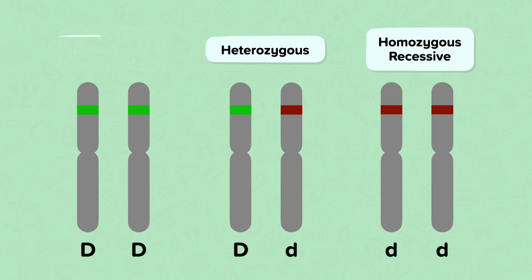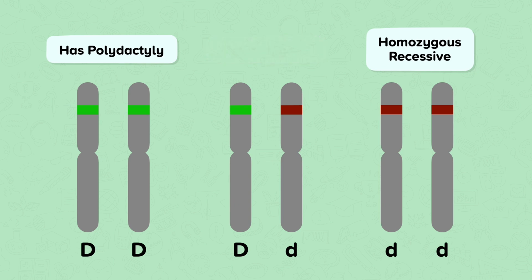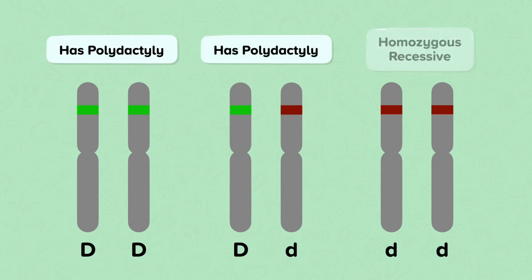In our example, a person with the first set of genes would have polydactyly. With the heterozygous genes, they would also have polydactyly because of the dominant gene for polydactyly. And the homozygous recessive pairing would lead to someone who does not have polydactyly.